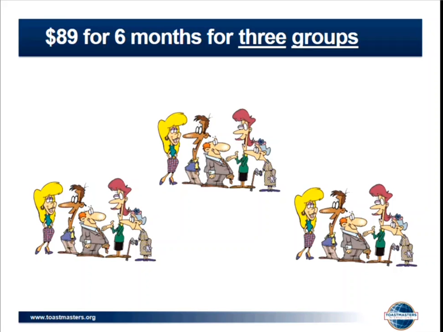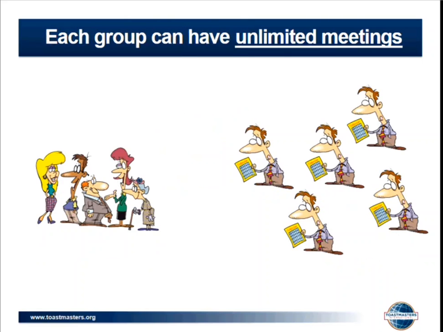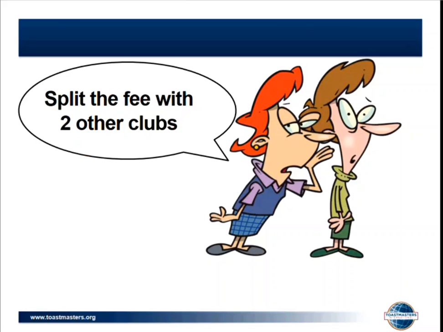I mentioned that there is a fee to it. It's $89 US for 6 months. However, with your Meetup account, you get 3 Meetup groups, and they could be entirely different groups. They can be located in an entirely different geographical location, but your membership gives you 3 Meetup groups, and each group can have unlimited meetings. So it's not that you're allowed 3 meetings, you're allowed 3 groups, and each group gets unlimited meetings, which means that you can split the fee with 2 other clubs. You can share 1 account and have 3 clubs share it.